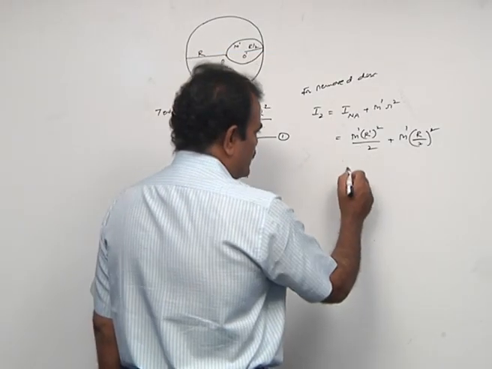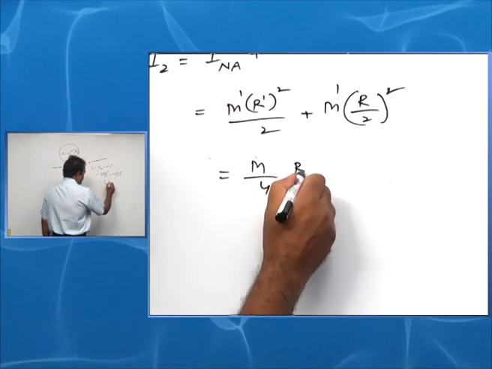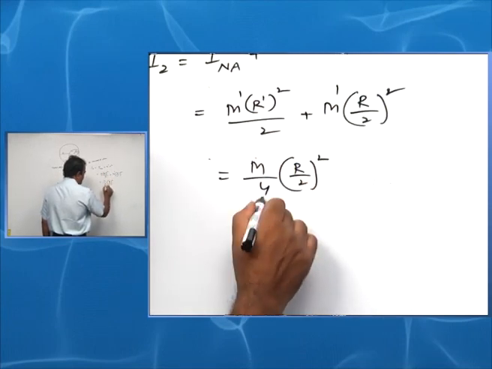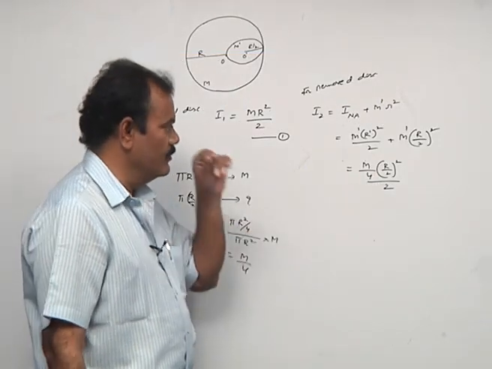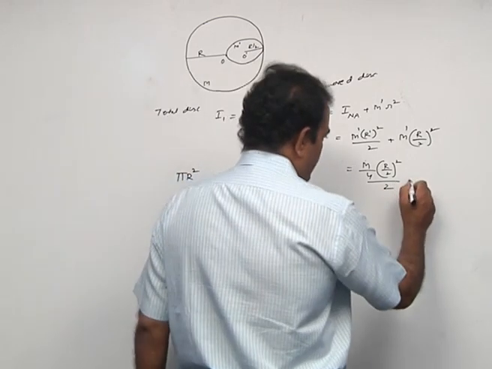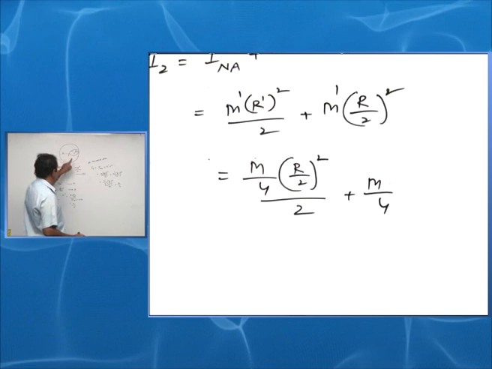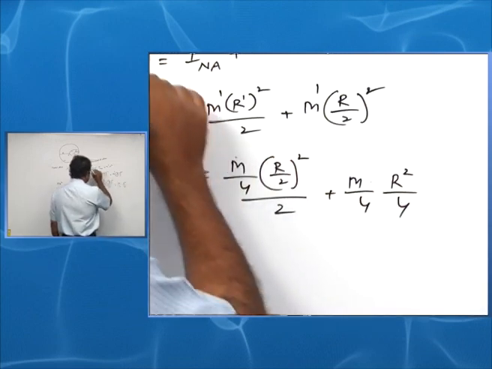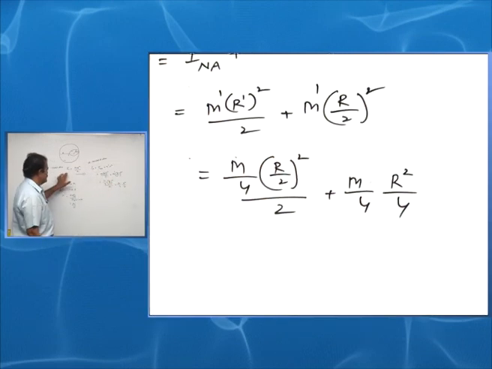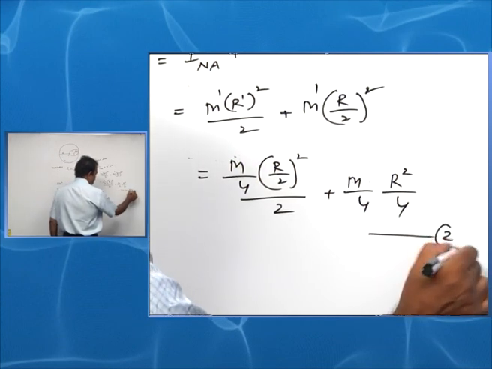So here M dash is equal to M by 4, and R dash is equal to R by 2. The moment of inertia becomes M dash R dash square by 2, with M dash equal to M by 4. The distance of separation between the two centers is R by 2, so that it is (R by 2) whole square, R² by 4. That gives I1 and I2. This is the first equation, and this is the second equation.